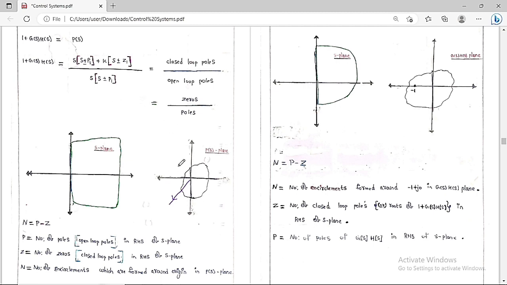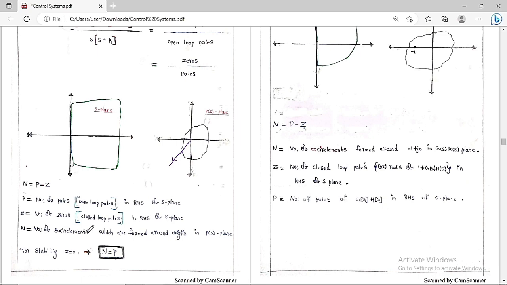Now I want to find how many times this curve is going to encircle the origin. So N is equal to P minus Z. What is P? P means the number of poles of P of S, that is, the number of open loop poles which lie in the right half of the S plane. And Z, the number of zeros of P of S, is the number of closed loop poles which lie in the right half of the S plane. And N is the number of encirclements formed around the origin in the P of S plane.